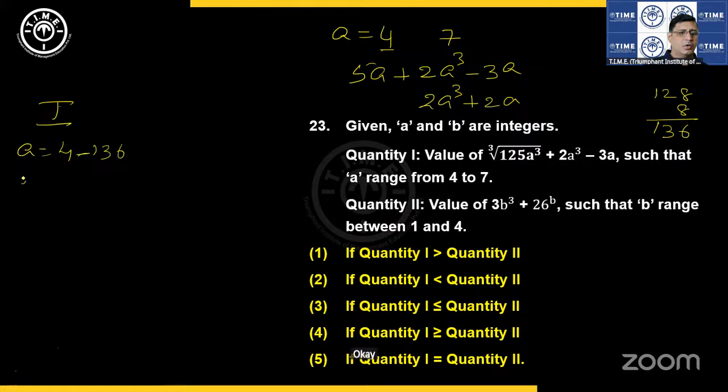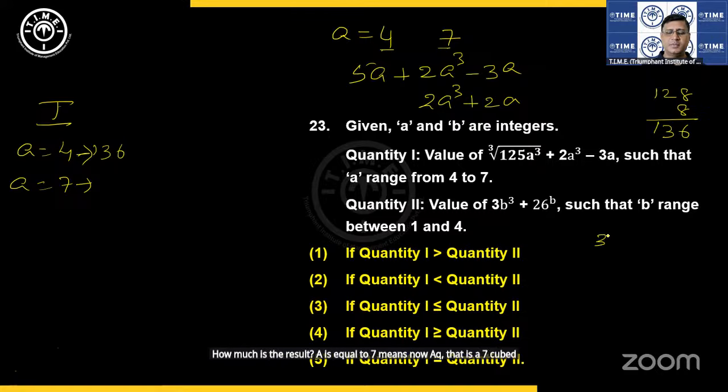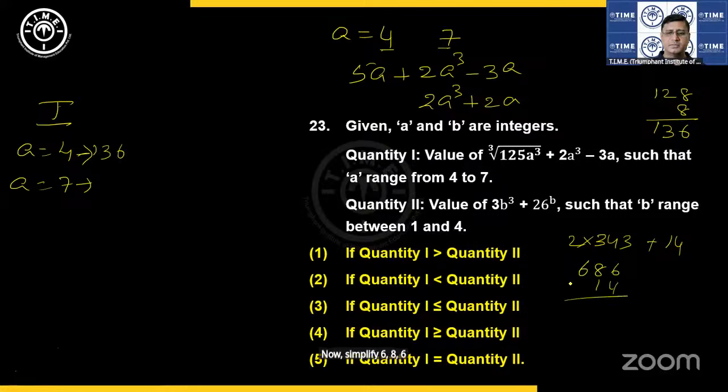When you take the value of a as 7, how much is the result? A is equal to 7 means a cube, that is 7 cube, 343. 343 into 2 is 686, plus 2 times 7, that is 14. Now simplify: 686 plus 14, that is 700. The value of the first quantity is minimum 136, maximum 700.